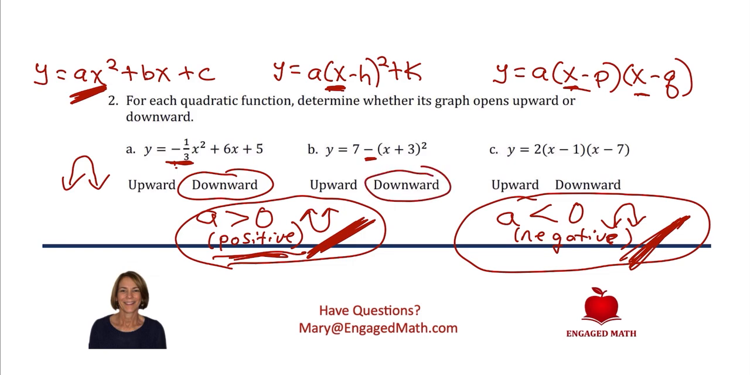Okay, on this last one, if you were to multiply this out, you'd get an x squared when you were to do double distribution. And then the 2 would have to multiply everything. So your leading coefficient would be a 2 on the x squared term, meaning it's positive, so it would open upward. So problem A opens down, problem B opens down, just like that, and problem C is going to open upward.